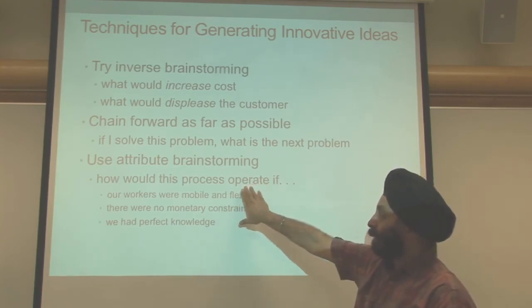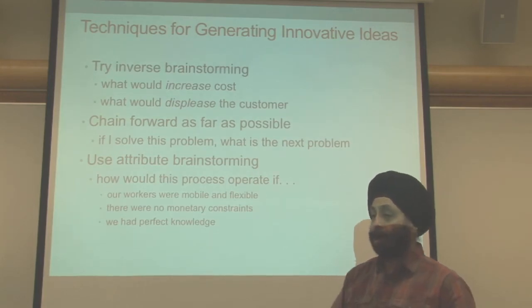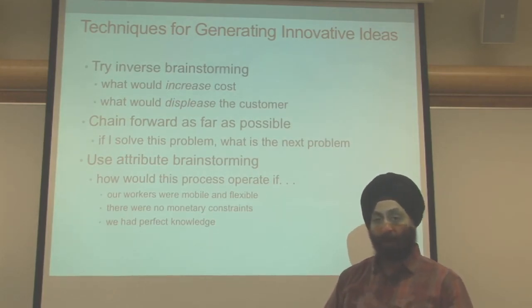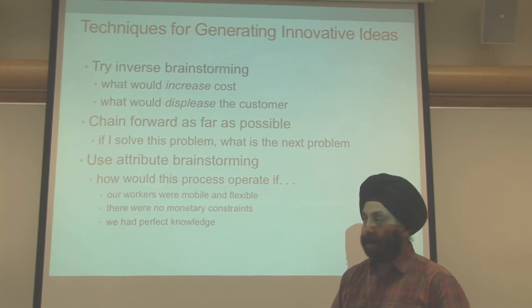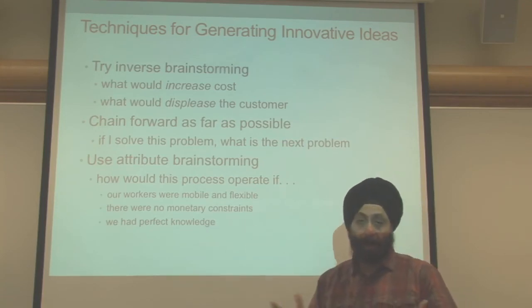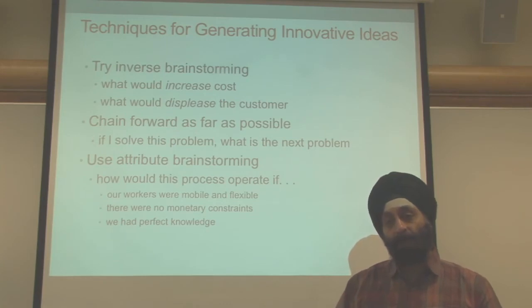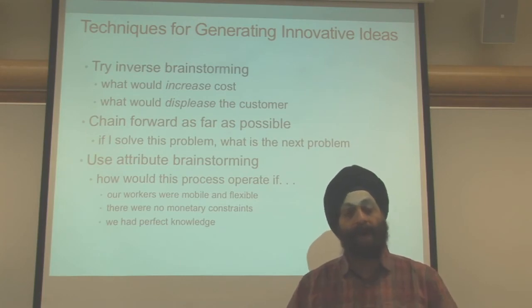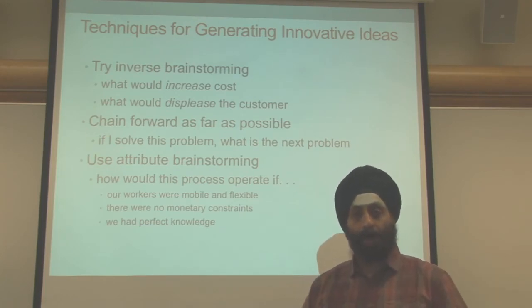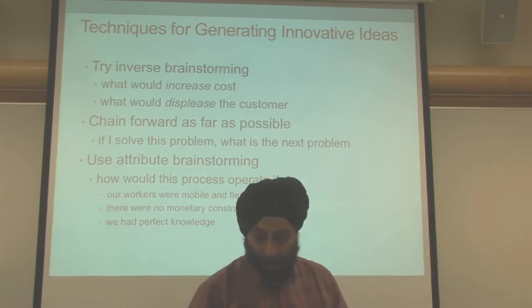Use attribute brainstorming. How would this process operate if our workers were more mobile and flexible, if we were to provide them smartphones or mobile apps to do certain things? And so one can easily see how the process will be modified. If there were no monetary constraints, how would we be doing things differently? This will help us identify certain constraints which we may consider permanent, but may be there just because at one time we didn't have the money to take care of those issues. Or if we had perfect knowledge in advance, how would things change?